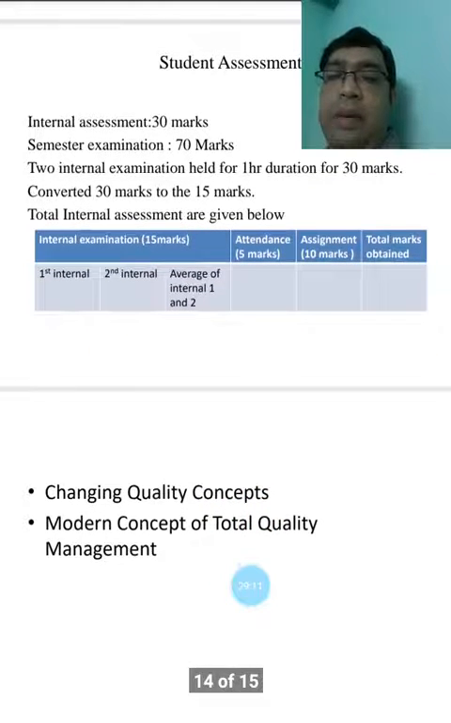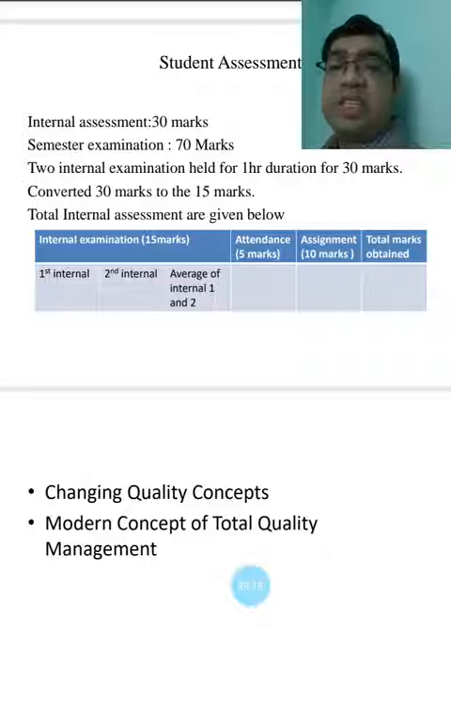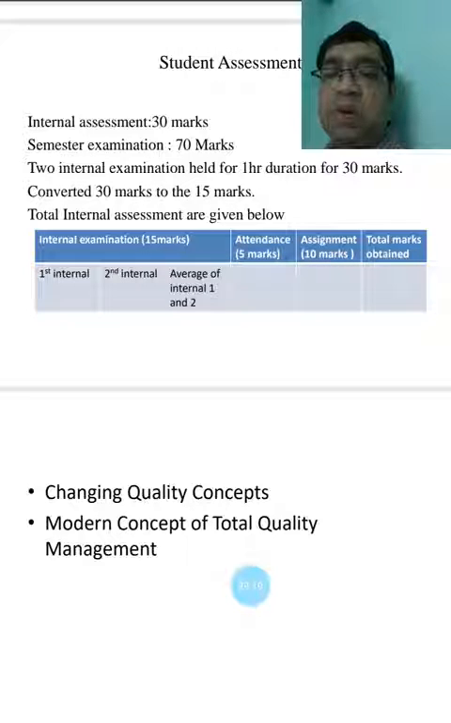And in the next classes we will discuss the changing quality concept and the modern concept of total quality management. Thank you.